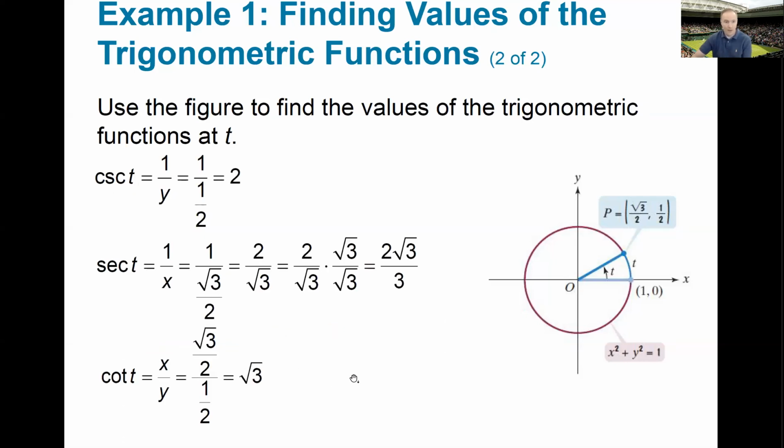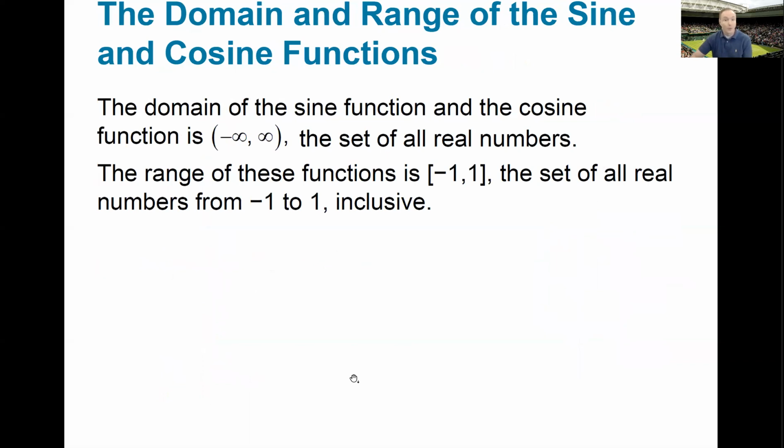Now, for domain and range of the sine and cosine function, the domain of both functions is negative infinity to infinity. That's because you can plug any angle into them. You can revolve as many times around the unit circle and get any angle you want, both positive or negative, and it's always going to have a sine and cosine value.